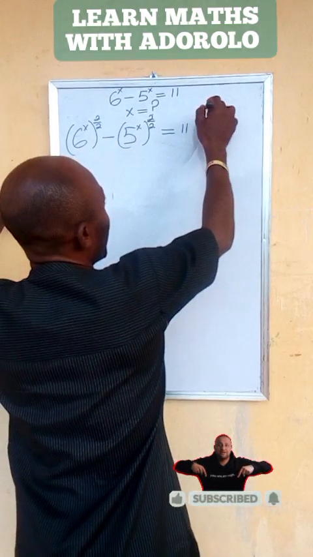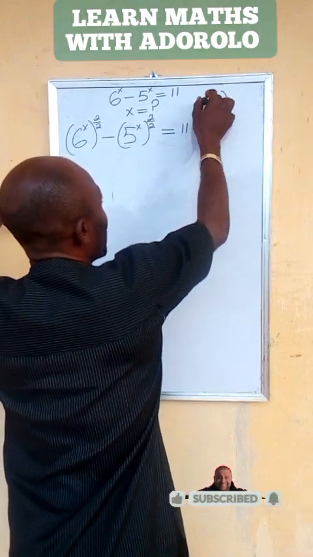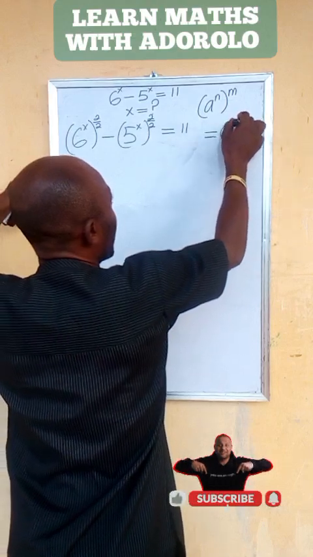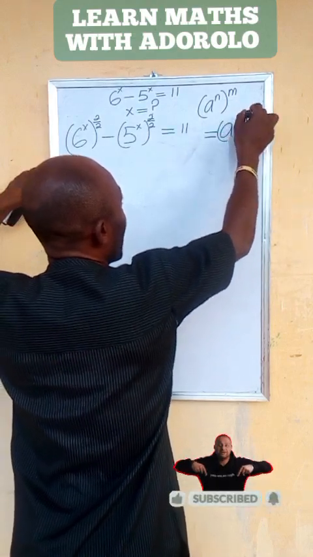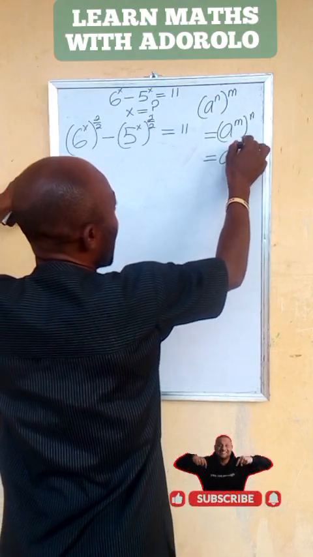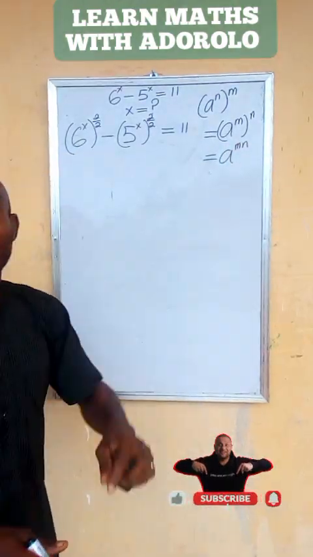The next step is this. We apply this law. We have a to the power of m to the power of n is the same thing as a to the power of n to the power of m.